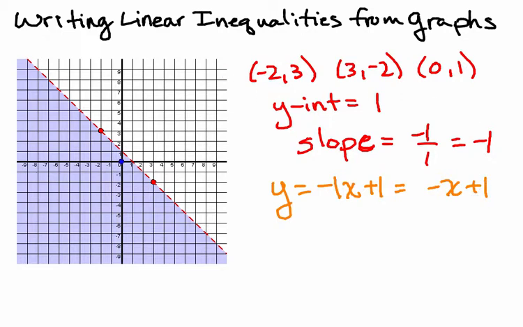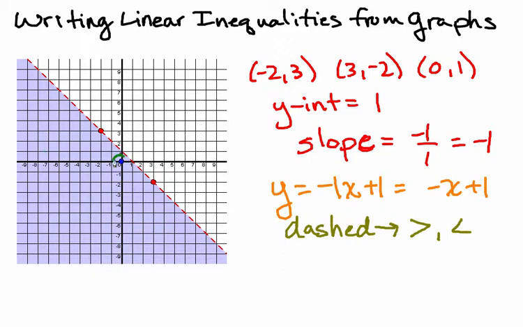Now because the boundary line is dashed, we actually know that our boundary line is not part of our solution. So we're either going to have a greater than sign or a less than sign, but not an or equal to sign. So the last thing we need to do is figure out whether it's going to be y is greater than -x plus 1 or y is less than -x plus 1.